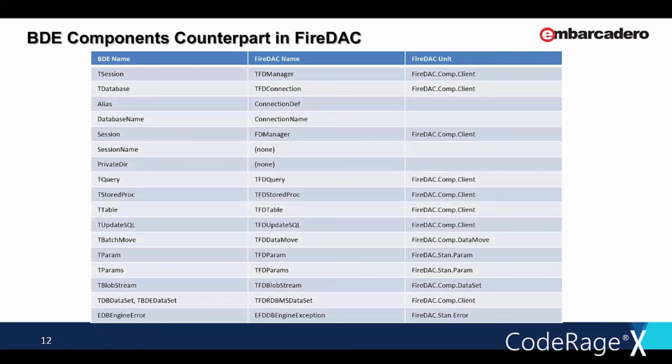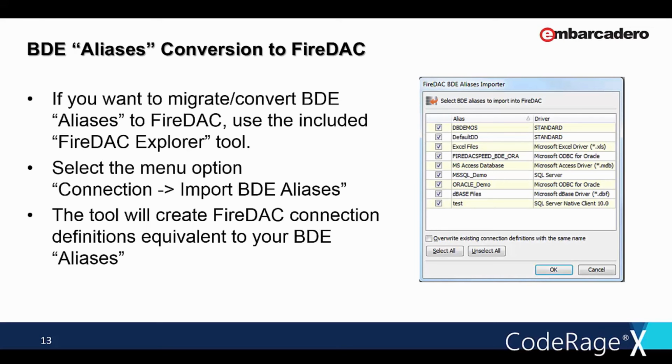This is a table quickly showing the BDE components' counterparts in FireDAC. These are the components that you must replace individually, one by one, in your old application being migrated. This reference is also available in the help from RAD Studio, Delphi, and C++ Builder, as well as in the online documentation from Embarcadero. Conversion of BDE aliases: if you want to migrate or convert BDE aliases to FireDAC, you can use the included FireDAC Explorer tool. You launch the tool and select the menu option Connection, Import BDE Aliases. The tool will then create FireDAC connection definitions equivalent to your BDE aliases.